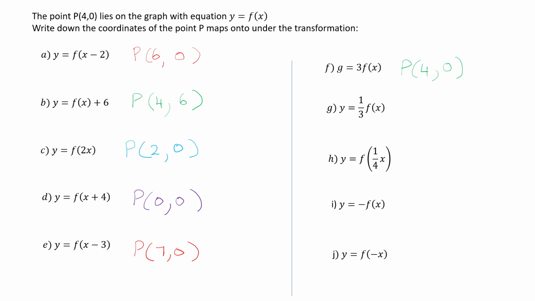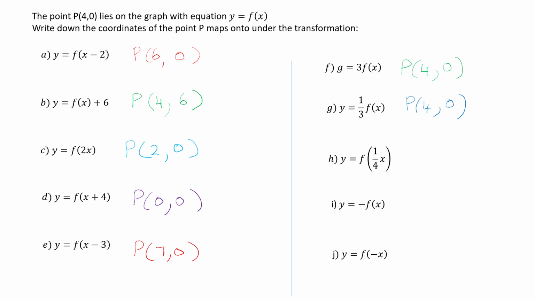Next point, y equals 1/3 f(x). So the x coordinate is not changed. So still 4. So the y coordinate is 0. 0 times 1/3 is 0.